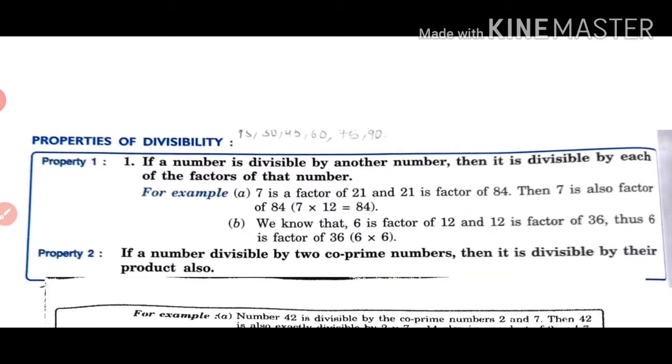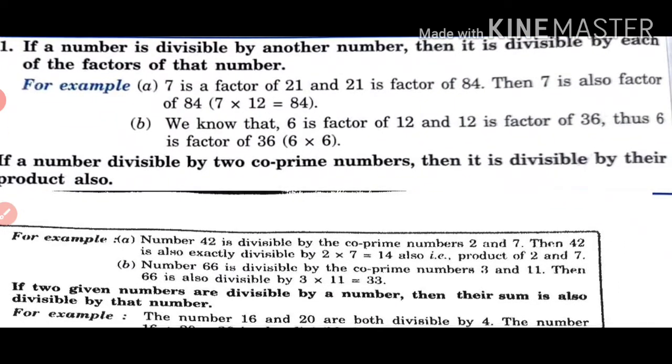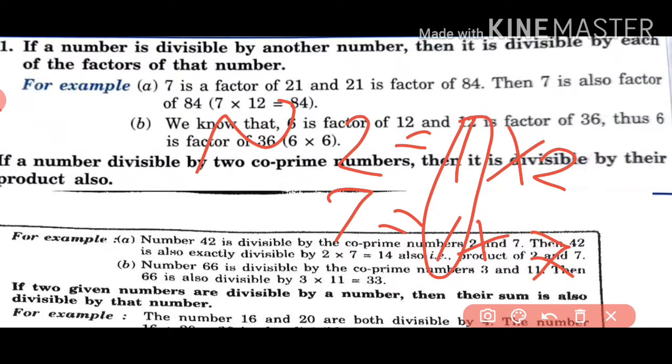Then the second property: if a number is divisible by two co-prime numbers, then it is divisible by their product also. We have already studied co-prime numbers, which are numbers having only one as a common factor. So the number 42 is divisible by 2 and 7. Co-prime numbers means here you can see 2 and 7. The factors of 2 are 1 and 2, and the factors of 7 are 1 and 7, and both have 1 as a common factor. It means these two are co-prime numbers.